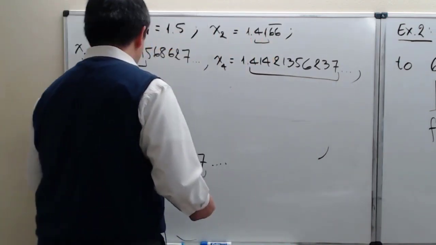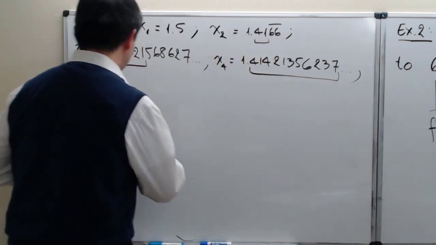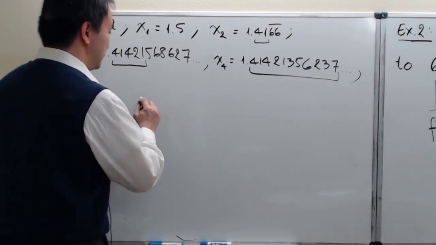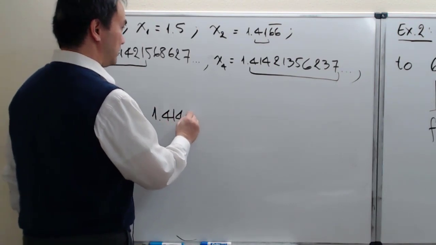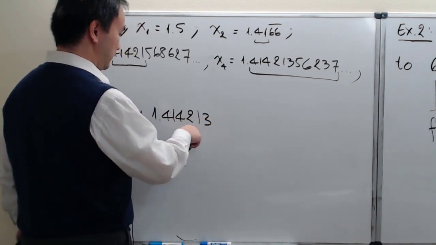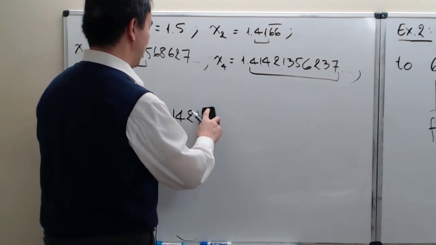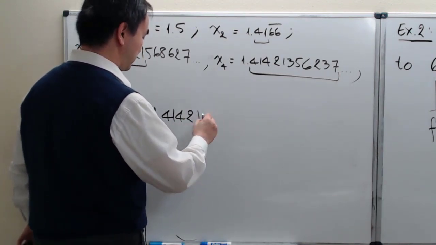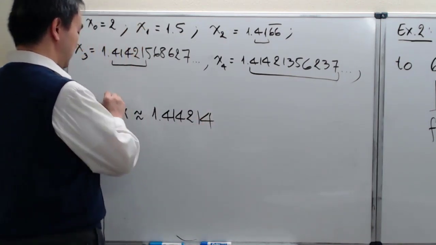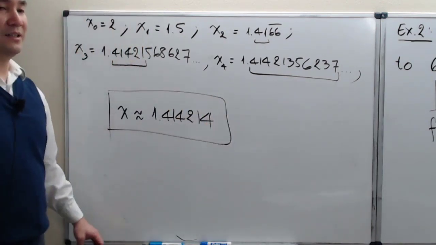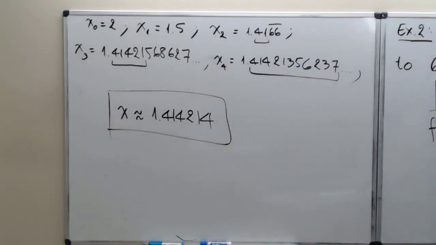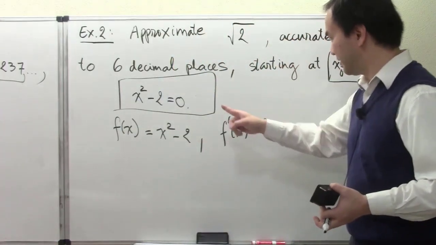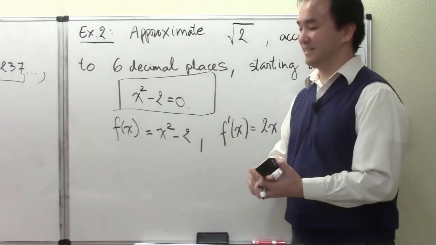Okay, so that means our final answer now, the actual solution, in 6 decimals, is 1.41421 3, okay, 2, 4, and 6. So that means I am going to round this to 4, if we just round. All right, but that's the answer of our problem here, accurate to 6 decimals. That's our solution of this equation here, accurate to 6 decimals.